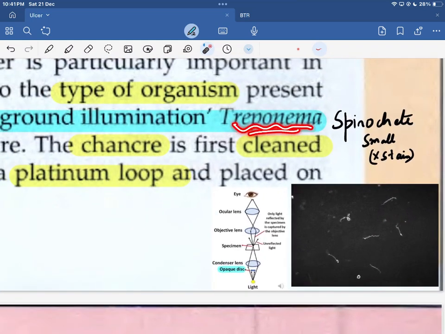So what is Treponema? Treponema pallidum is the organism that causes syphilis, right? So it's a spirochete. Spirochete, why? It's literally spiral, right? And spiral and very small, right? So with the normal light microscopy and stains, we can't see it.